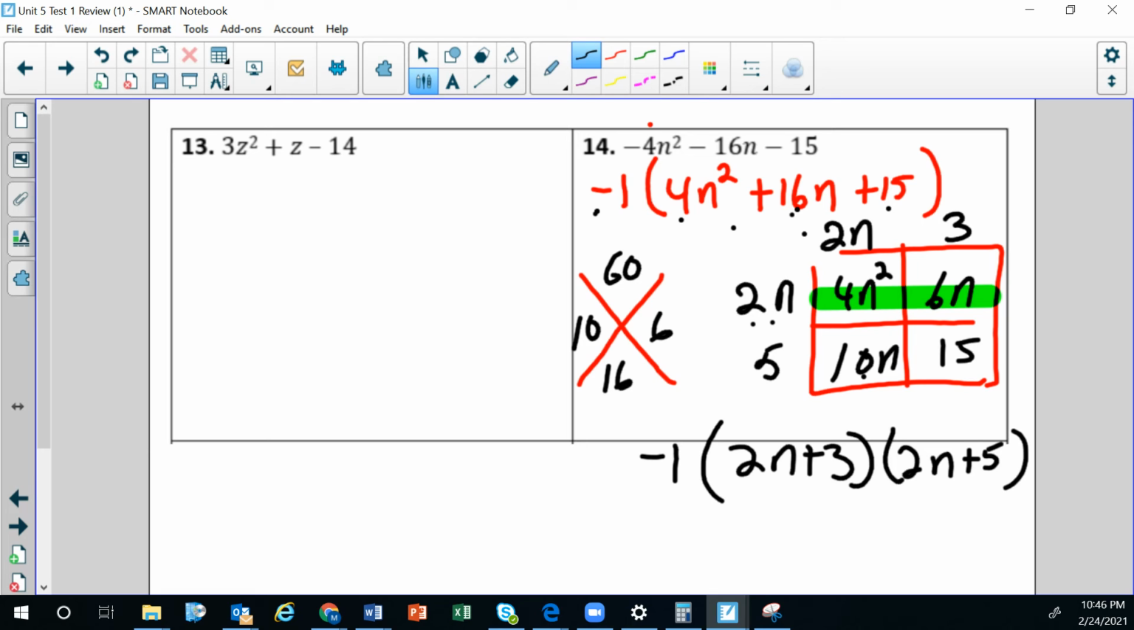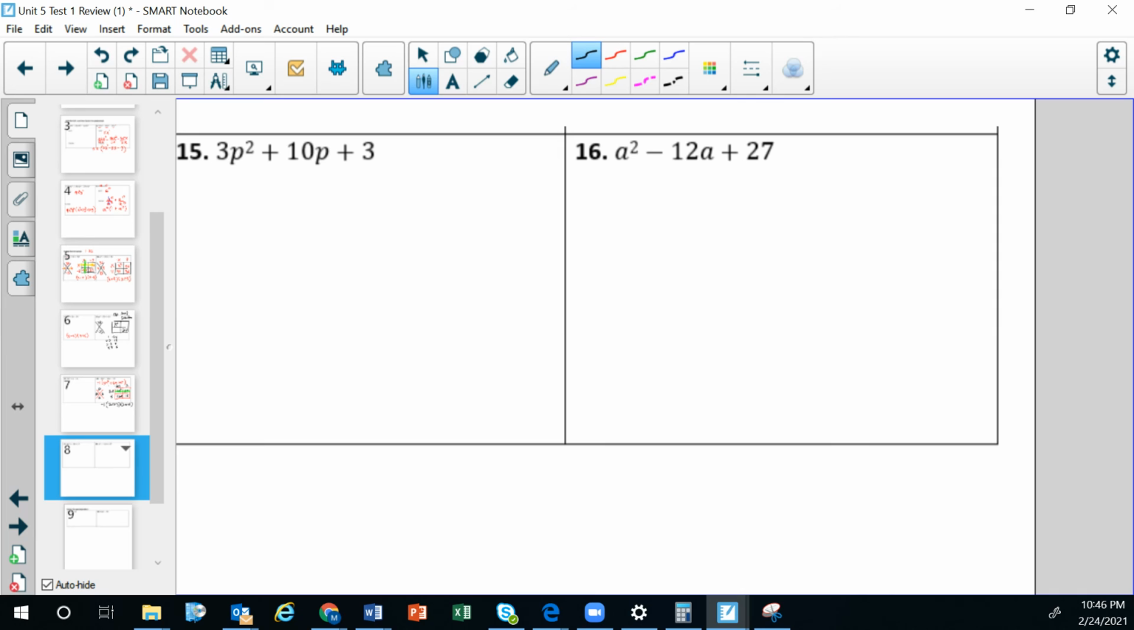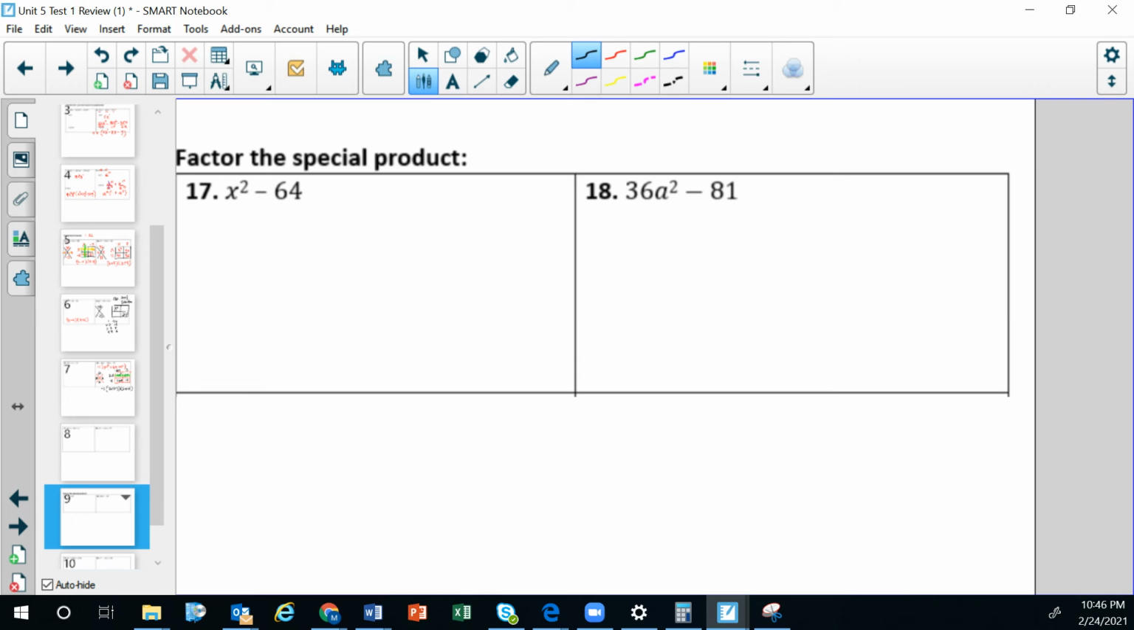So that's the negative. Are there any more negatives? No, there are no more negatives right here. The rest I think you guys can do. Now, number 17 is the special product, right? Again, you're going to see a couple of these on the test. Very simple, guys.